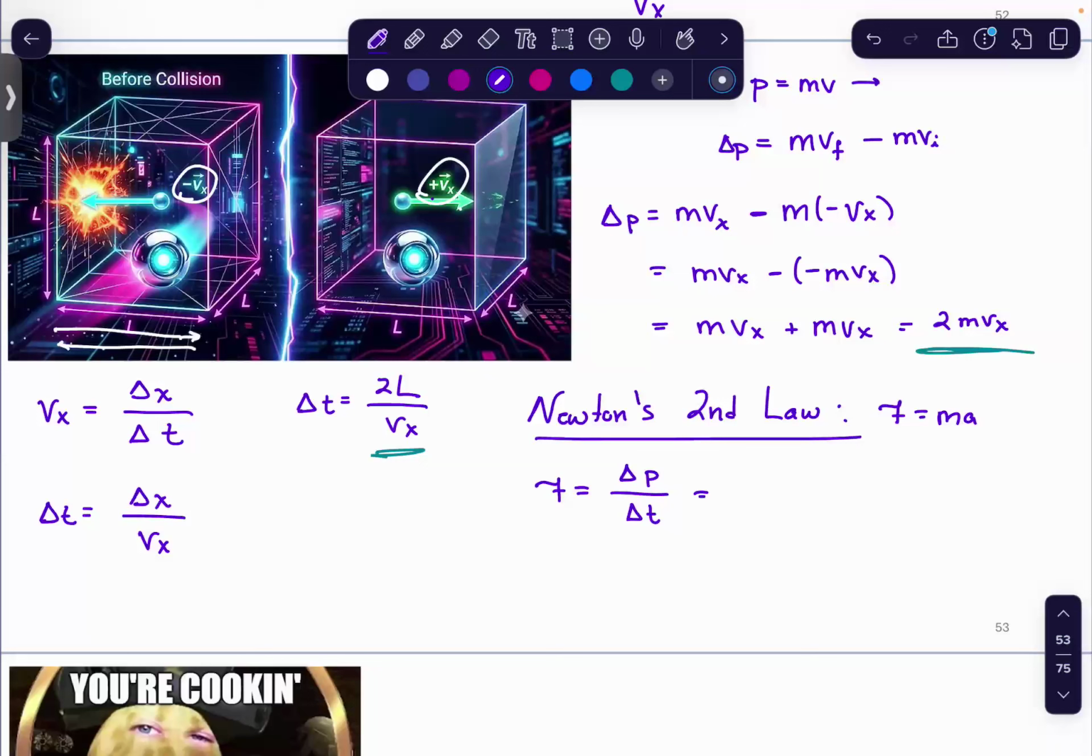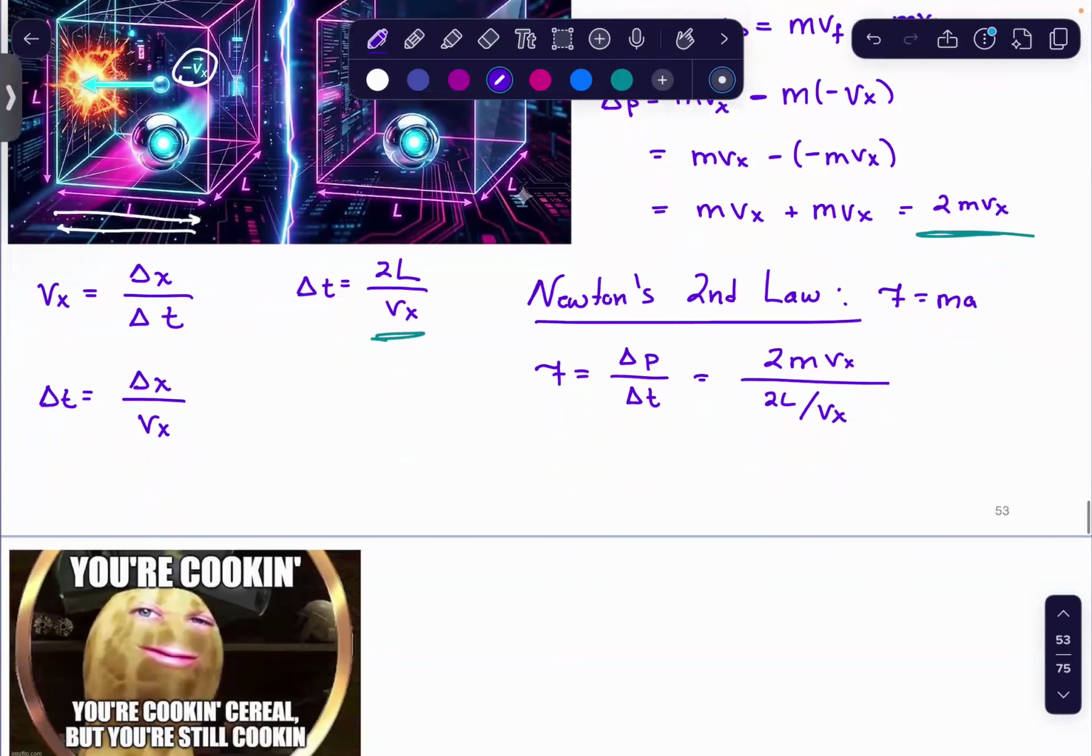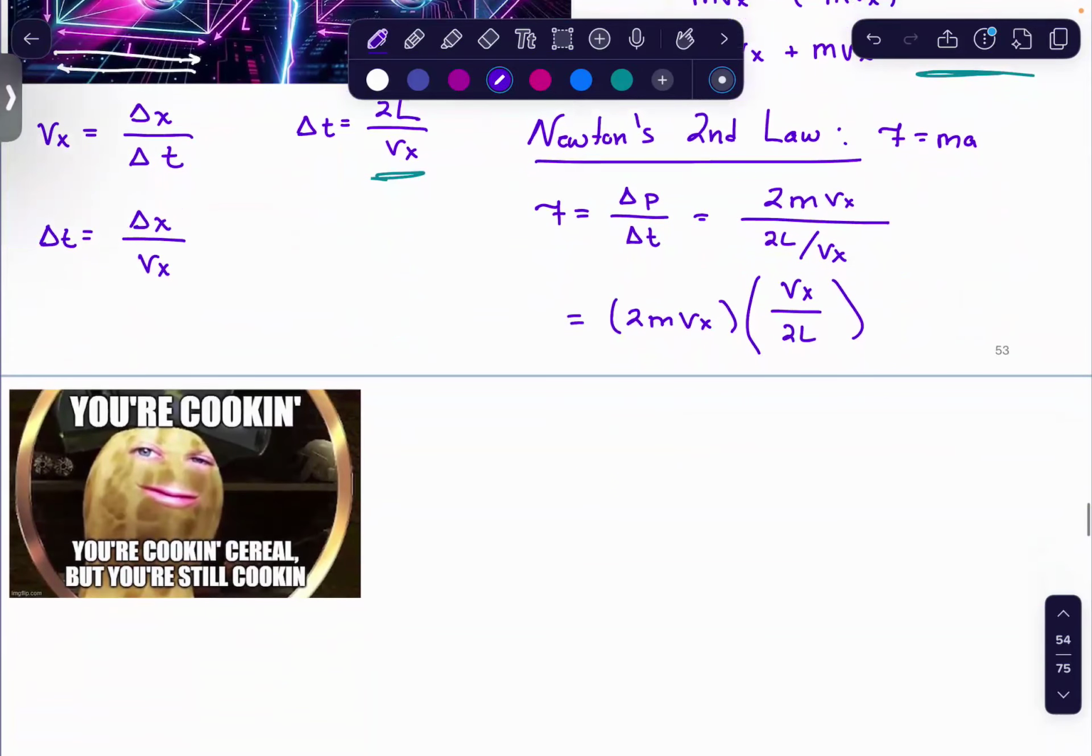Okay, so this is going to be 2mvx over 2L over Vx. Okay, so we're going to take that denominator and flip it and multiply. So we're going to have 2mvx multiplied by Vx over 2L. And what we're going to get is our force is going to be m Vx squared over L.